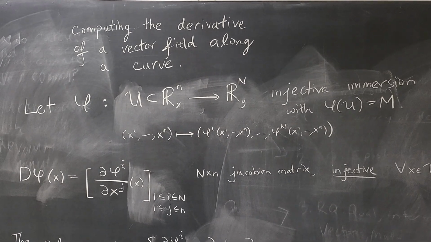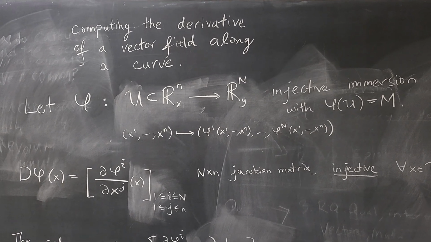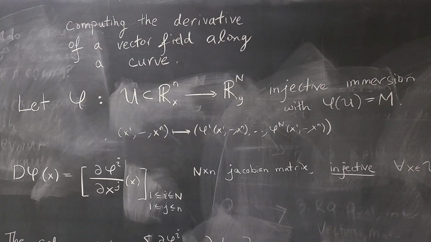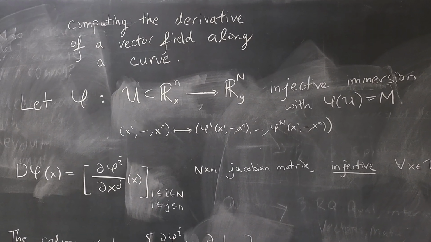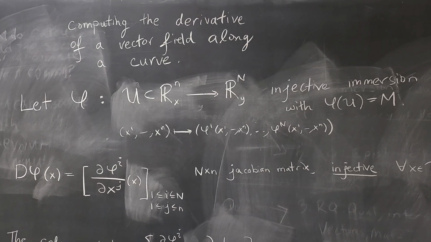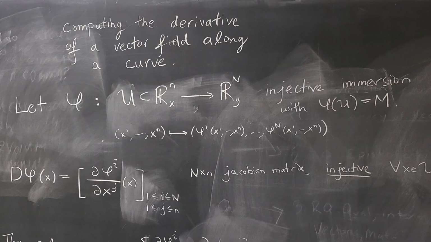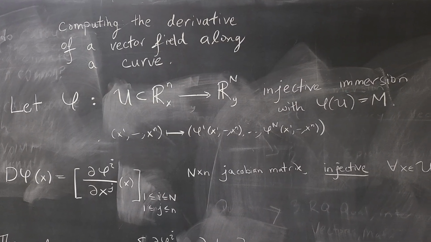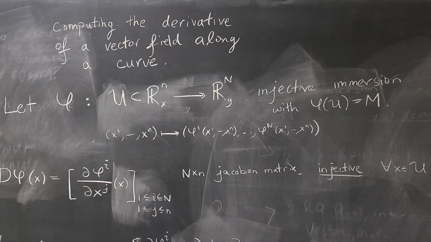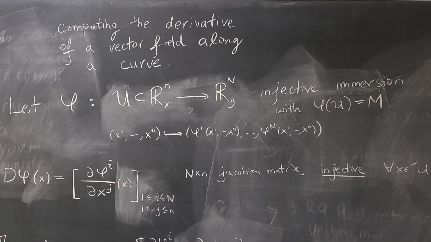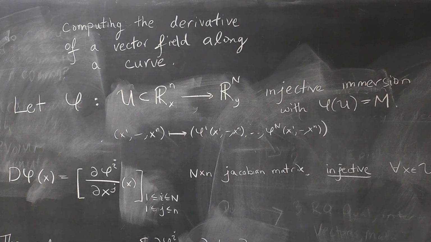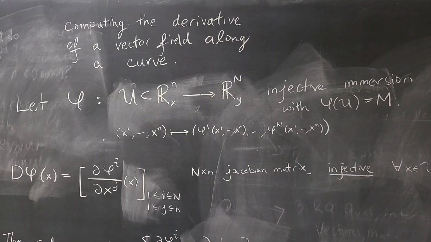Okay, so today we're going to discuss how to compute the derivative of a vector field along a curve. So let φ be a smooth map from an open subset U of Euclidean space R^n into a larger ambient space R^N, which is an injective immersion. Injective meaning that it's one-to-one, and immersion meaning that the Jacobian or the differential is injective at every point on the domain. Now the image of φ is our manifold M, okay?